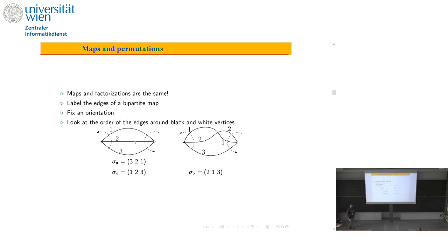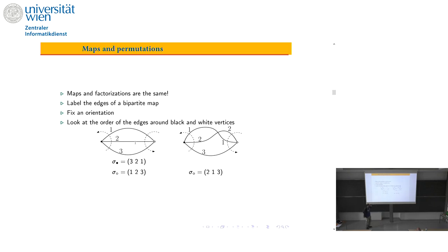Now, why are they the same as factorization of permutations? So I'm going to do first the example in the bipartite case, and then I'll move on to defining constellations. I take a bipartite map, which is a very simple one with only two vertices, three edges, and I label the edges. I fix an orientation, which is here counterclockwise, and then I record the labels of the edges that I see when I go counterclockwise around the vertex. So around the black vertex, I meet 3, 2, and 1 in that order. And around the white vertex, I get 1, 2, and 3 counterclockwise.